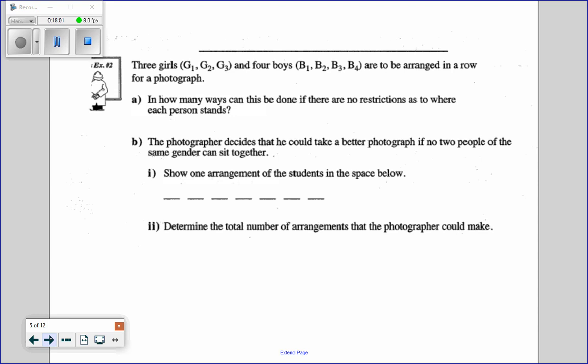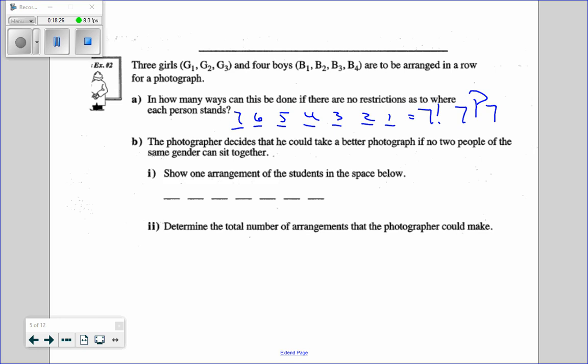So how many people are you arranging? 7. So it's 7, 6, 5, 4, 3, 2, 1. 7 choices for the first position, then 6, then 5, then 4, then 3, then 2, then 1. Or 7P7 or 7 factorial. You getting the gist of this? Okay, the more questions you do in this unit, the way easier this unit becomes.